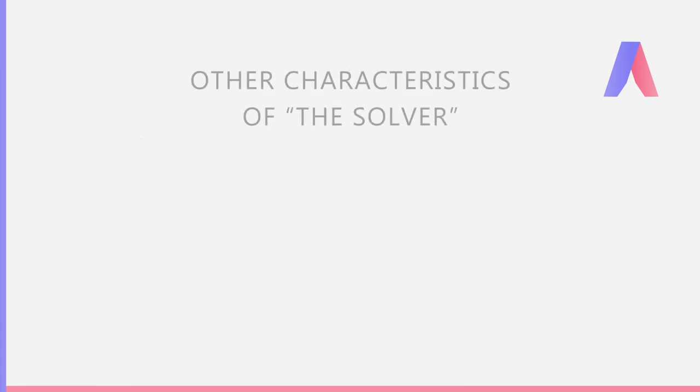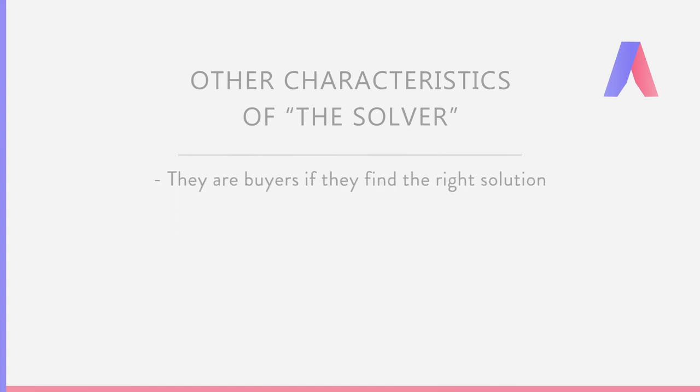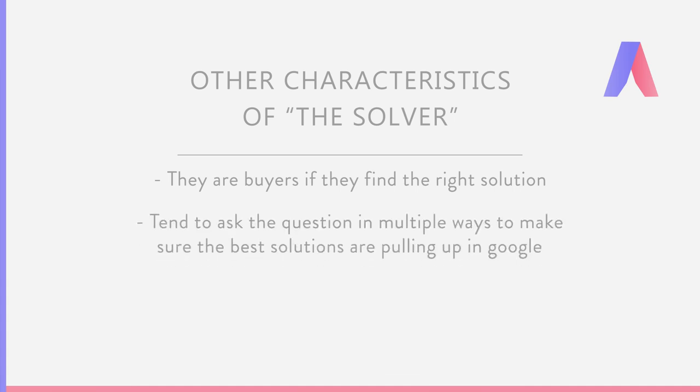Other characteristics about the solver layer, the searcher and the keywords. They're buyers, quite frankly, but they need the right solution to buy. They still do some homework, but they actually will buy if they like your solution. They tend to ask questions in multiple ways to make sure the best solutions are pulling up in the Google results. So this person will tend to repeat their search a couple of times, massaging it different ways.